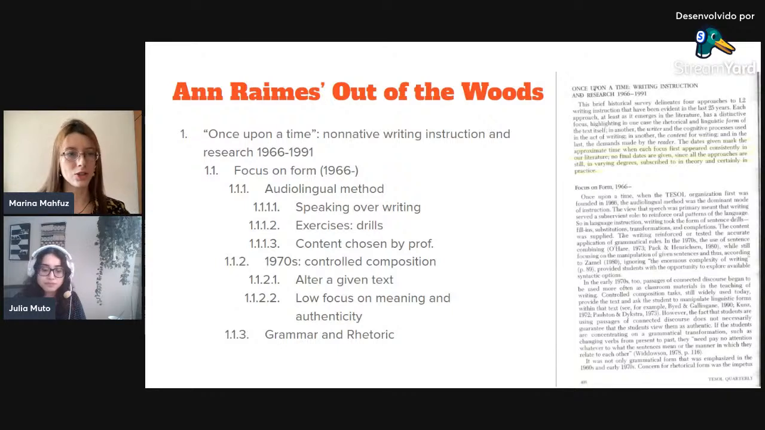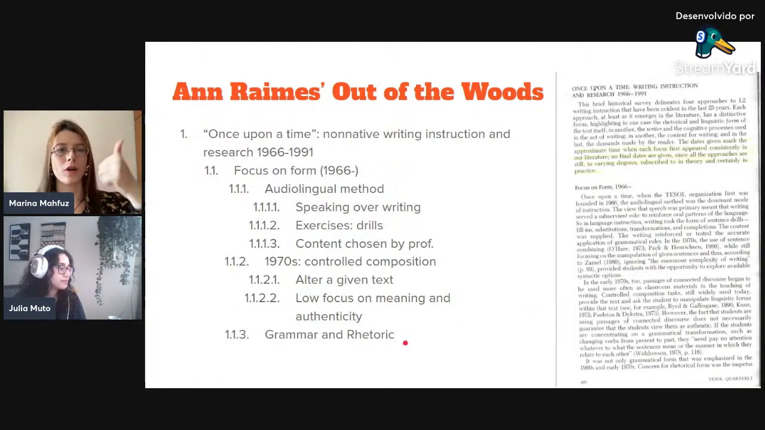How do you as a teacher focus on the form? With audiolingual method, controlled composition, and grammar and rhetoric. So this is interesting to see how she thinks in this case.